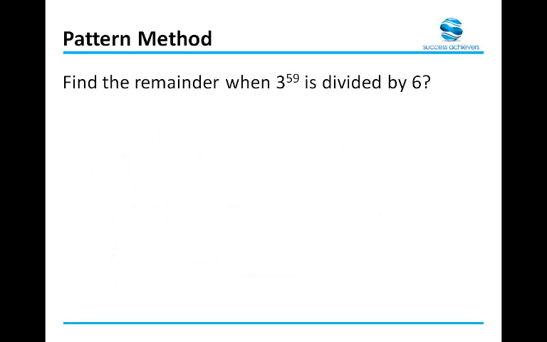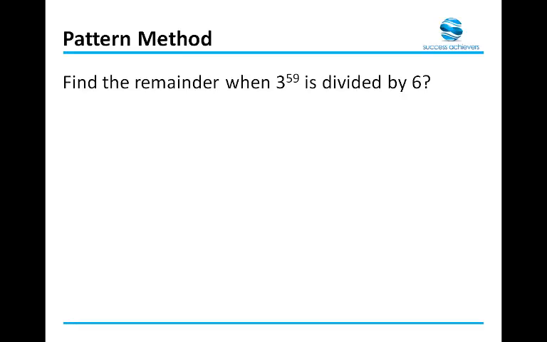Now what is the remainder when 3 raised to 59 is divided by 6? As per the name, it's pretty clear, the pattern method, right? So we can observe a pattern. How can we do that? We start with a very lower power because 3 raised to 59 is a very huge number. Remember, it is not 3 into 59. It is 3 multiplied 59 times, which is a huge number.